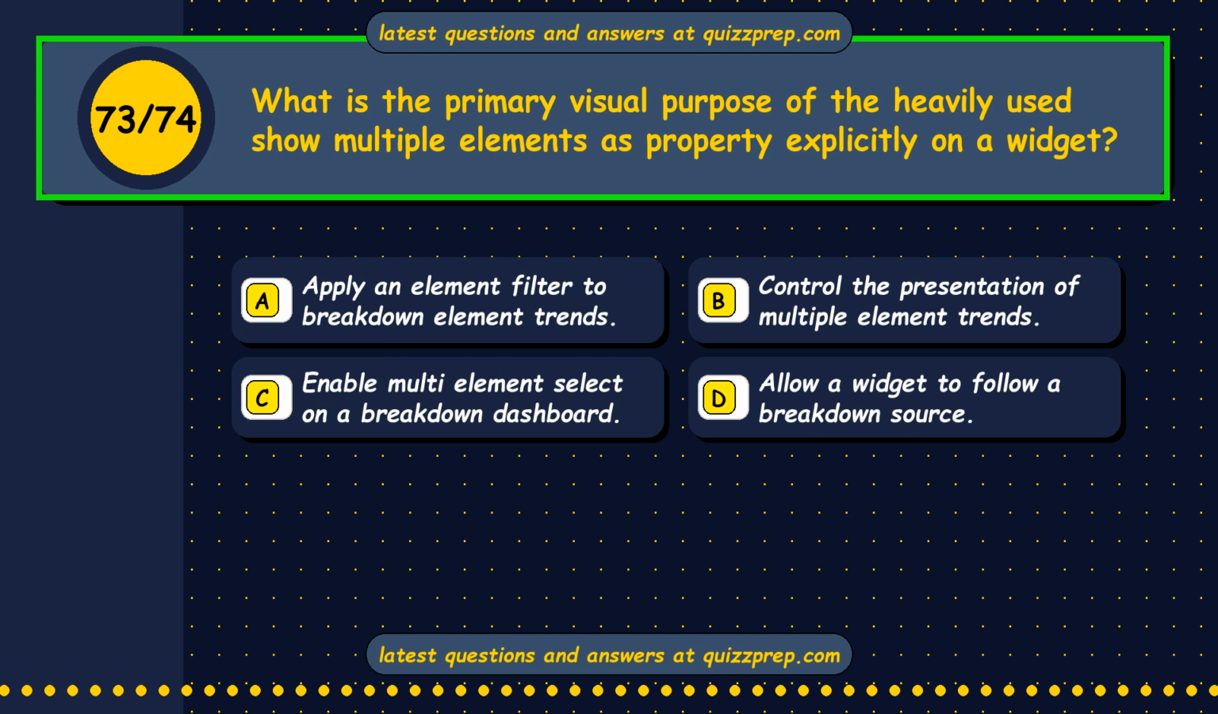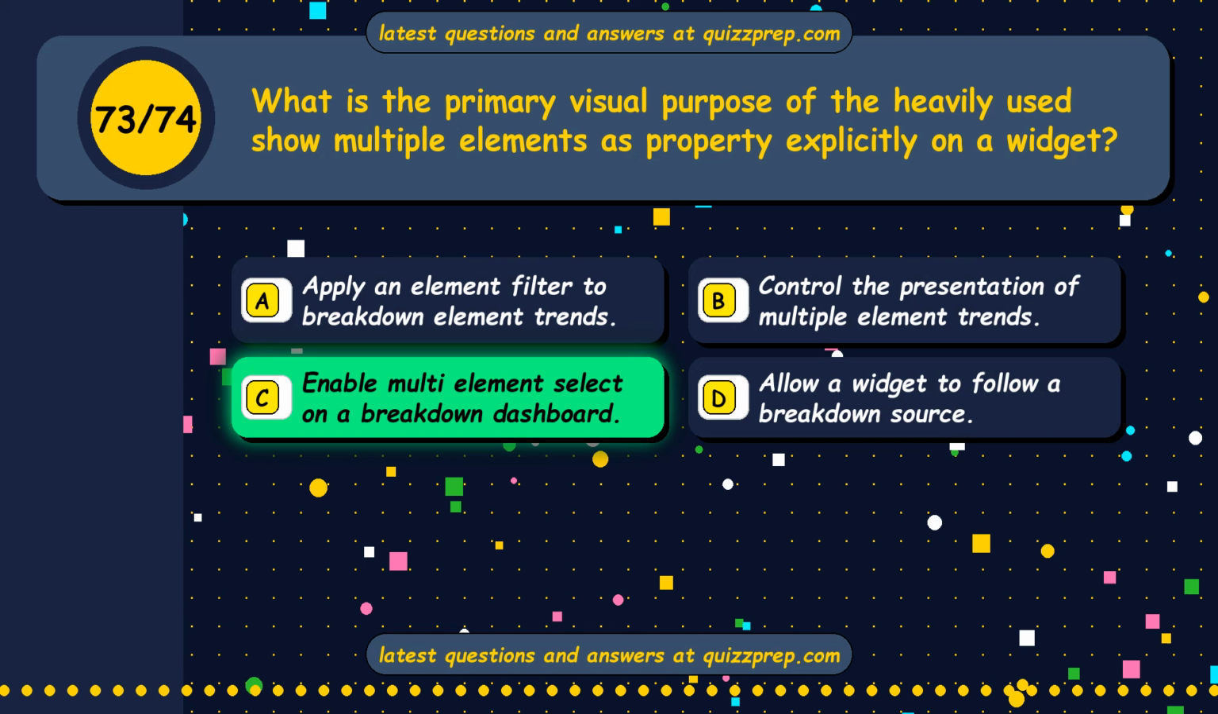Question 73. What is the primary purpose of the Show multiple elements property on a widget? Option A. Apply an element filter to break down element trends. Option B. Control the presentation of multiple element trends. Option C. Enable multi-element select on a breakdown dashboard. Option D. Allow a widget to follow a breakdown source.